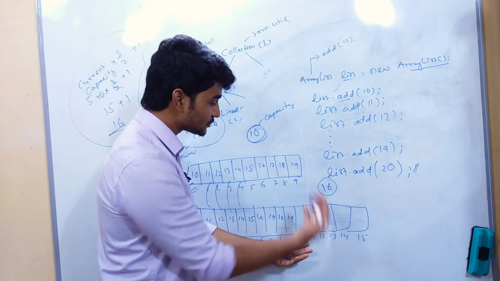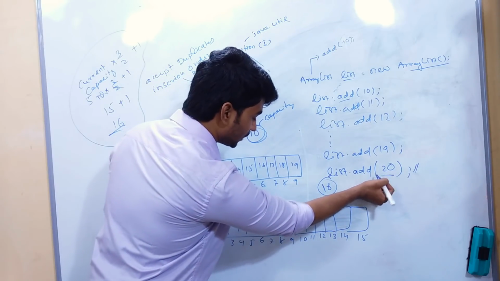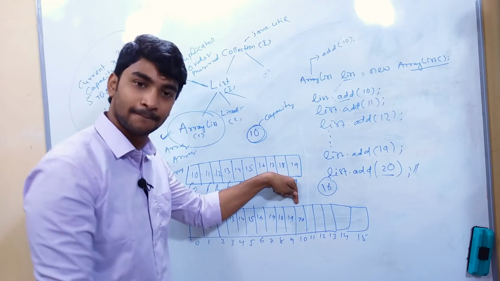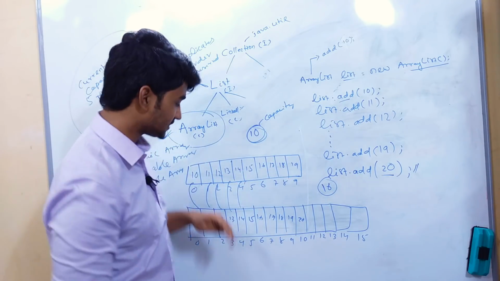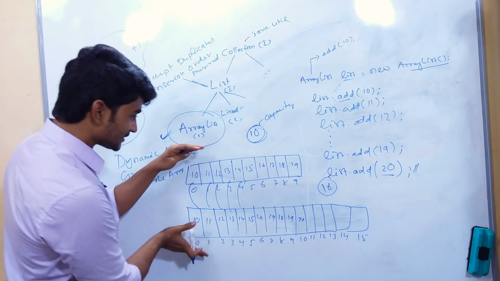We have some more spaces available here. Okay, so right now this 20 we are to insert, right? Now 20 comes here and it's got happily inserted over here. You see how these things work? So the internal data structure, this is called the data structure.